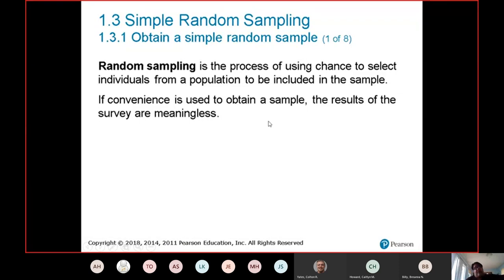The next best is a simple random sample, which is a group. Let's say, okay, I'm going to pull this on the board right quick.